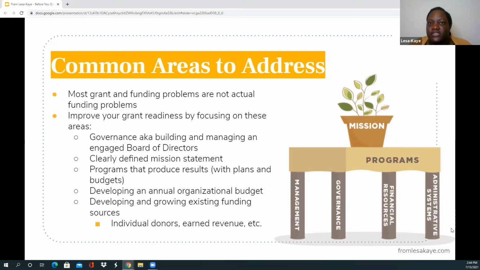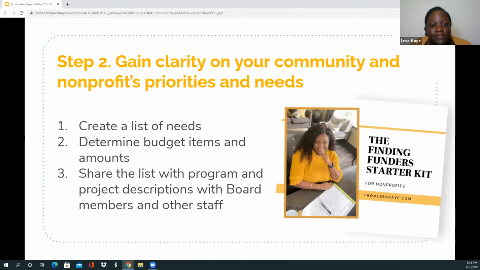Really focusing on individuals and earned revenue is important even after you get grants. So step number 2, that was a lot for step number 1, but it's so important to assess your grant readiness. Step number 2 is to gain clarity on your community and your nonprofit's priorities and needs.